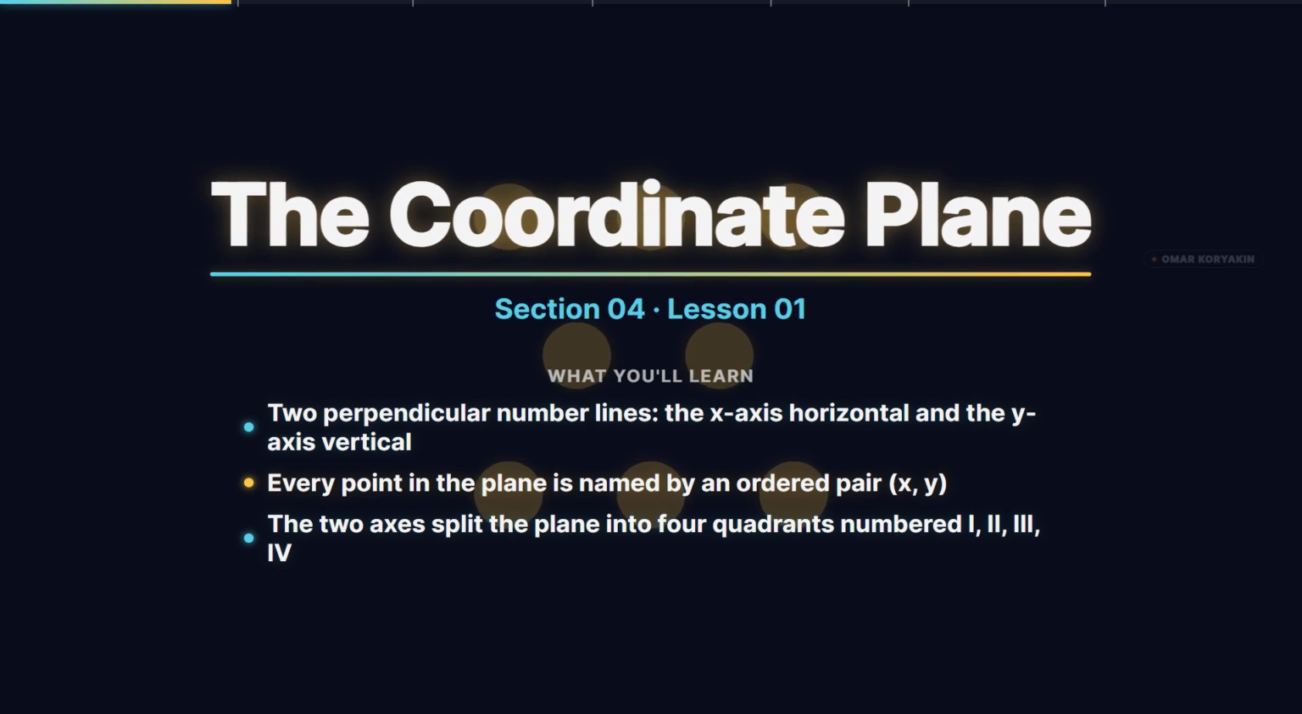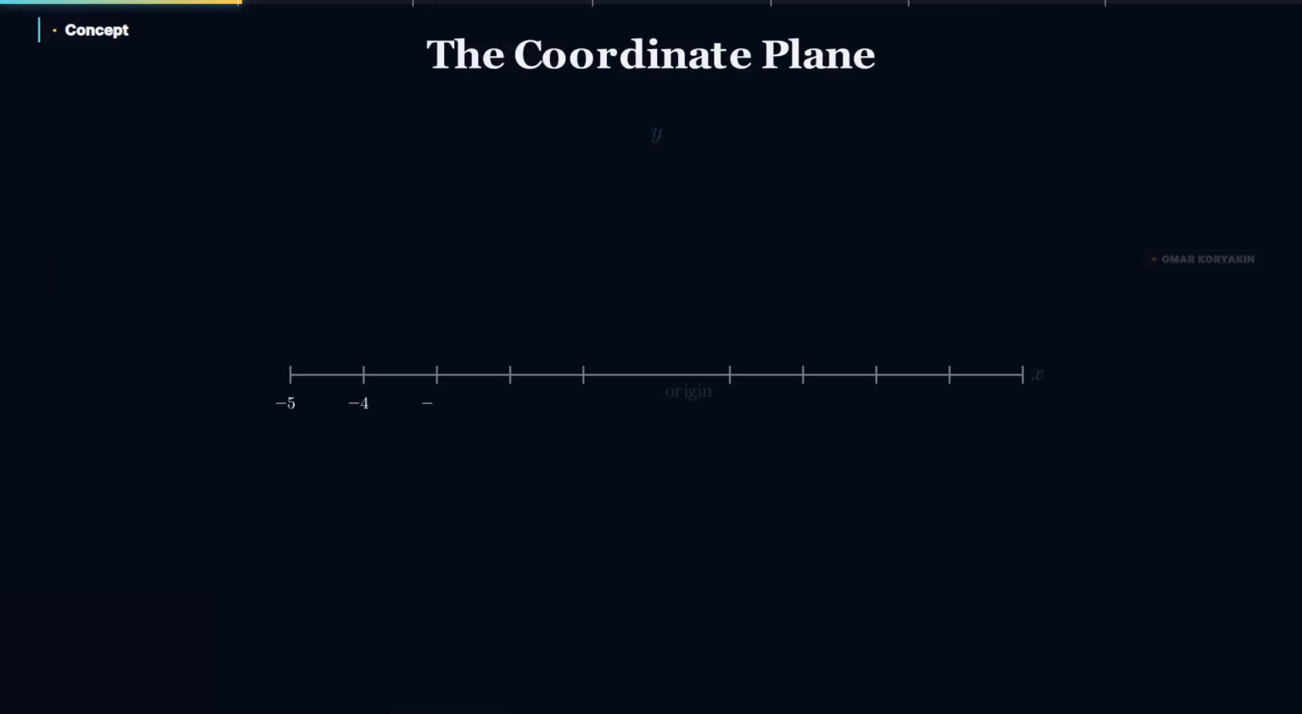Today we plot 4 points, 1 per quadrant, in worked example 1, and identify the quadrant of given points in worked example 2. The coordinate plane consists of a horizontal x-axis and a vertical y-axis crossing at the origin. The x-axis carries positive values to the right and negative values to the left. The y-axis carries positive values upward and negative values downward. Every point in the plane is named by an ordered pair (x, y), with the x-coordinate first.